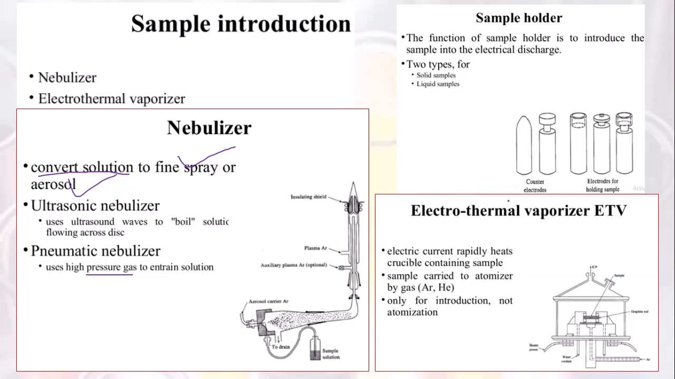Then we have what we call the electrothermal vaporizer. This is the electrothermal vaporizer that uses electric current to rapidly heat a crucible, and this crucible contains our sample. The sample is carried to the atomizer by gas, only for introduction and not for atomization. So this can help us introduce our sample into the technique that we want to use. For the sample holders, to introduce the sample into the electrical discharge, you can have those that carry solid samples and of course those that carry liquid samples.